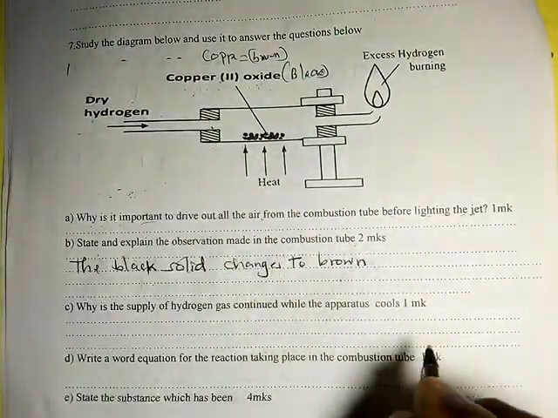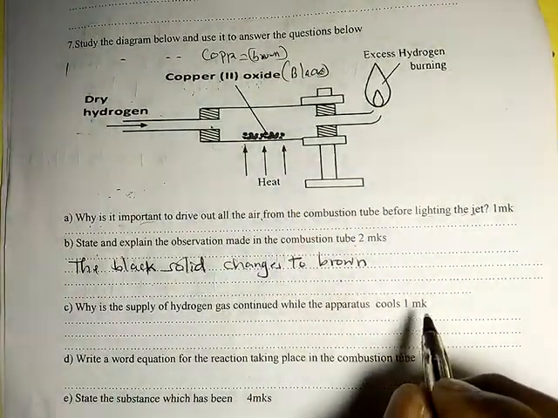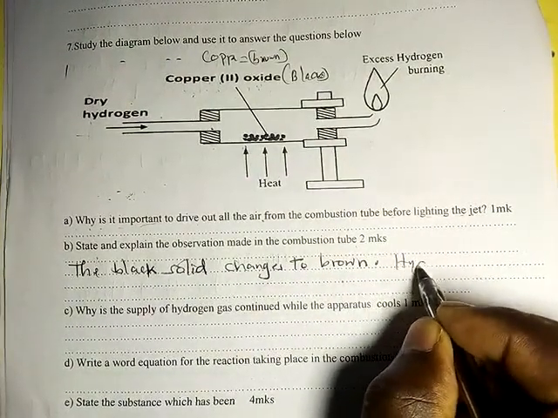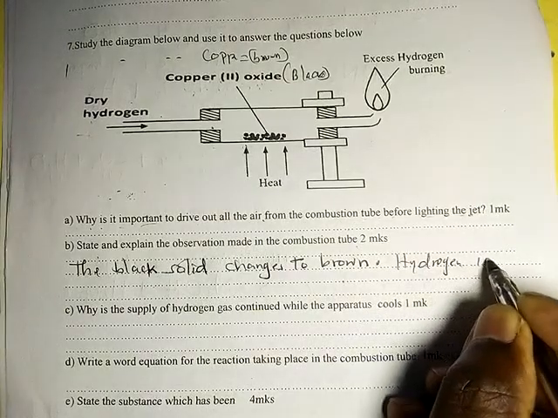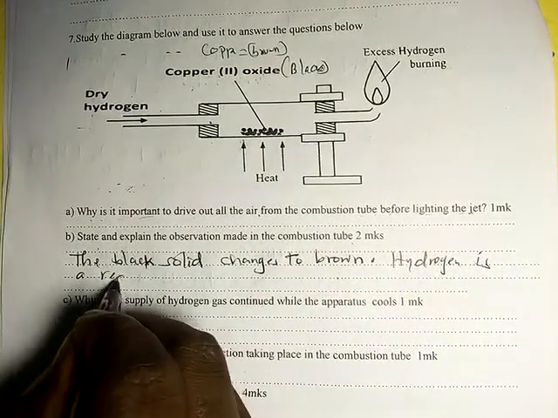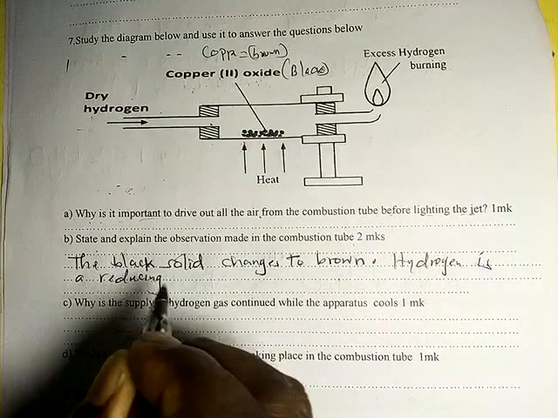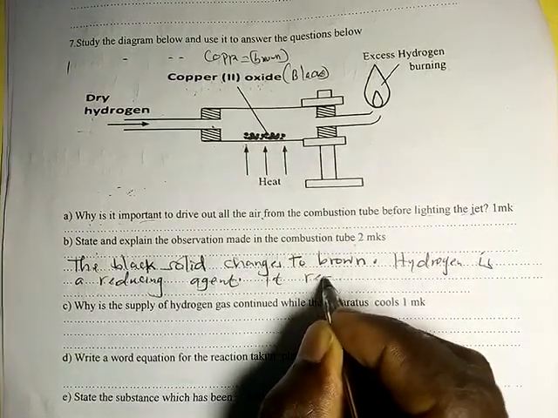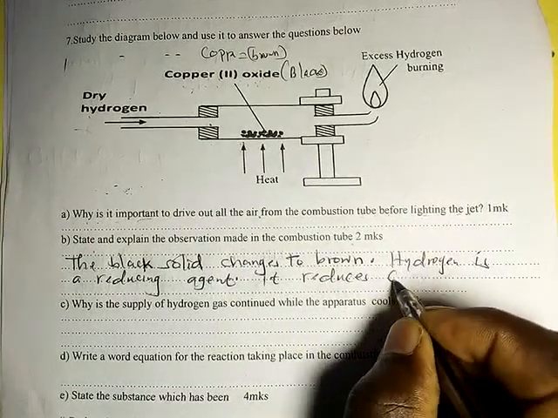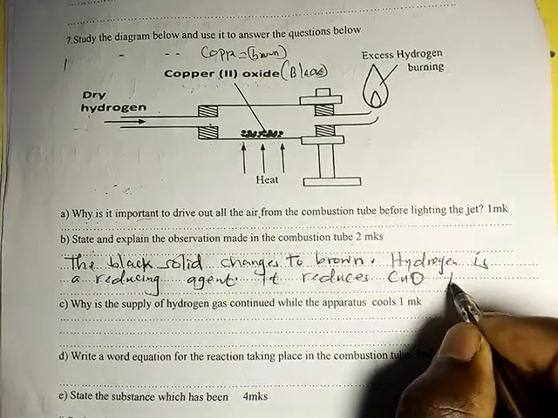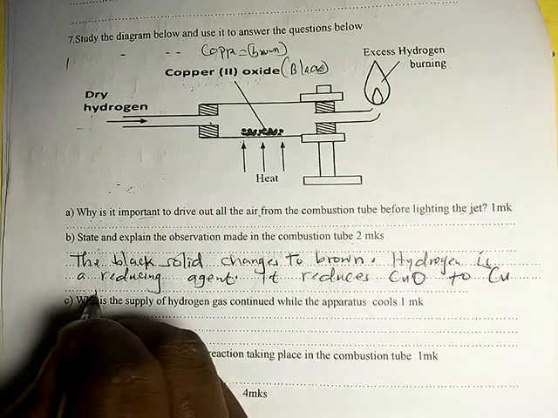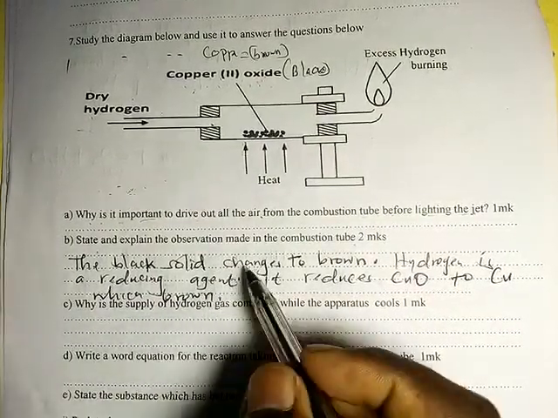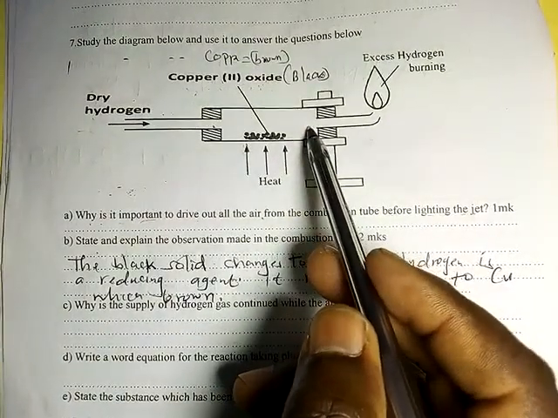Brown is copper. So we will write the equation and you will see. The black solid changes to brown. Why? Hydrogen is a reducing agent. It reduces copper(II) oxide to copper, which is brown. Another observation is that a colorless liquid is formed, which is water.